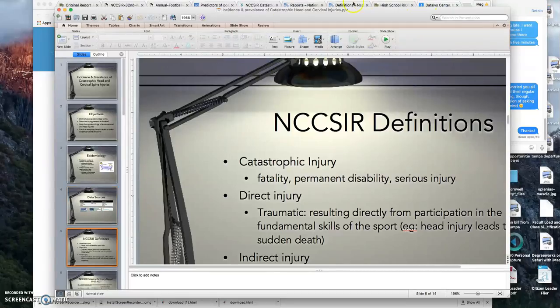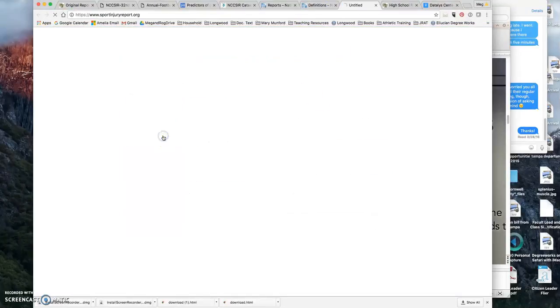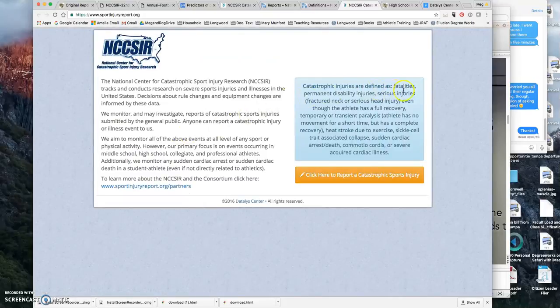Here, I'll take you back to their site where they describe, okay, if you click here to report a sports injury, that a catastrophic injury is a fatality, an injury that results in permanent disability, a serious injury such as a fractured neck or head injury, regardless of whether the patient has a full recovery. Anything that would be like temporary or transient paralysis in the athlete, heat stroke, sickle cell associated collapse, cardiac arrest or death, commotio cordis, or severe acquired cardiac illness. So all of these should be reported to the NCCSIR.